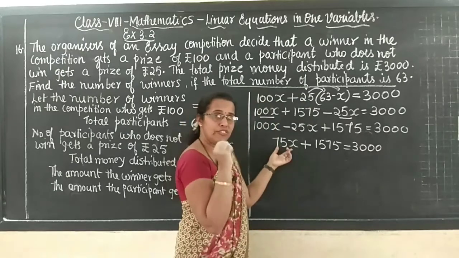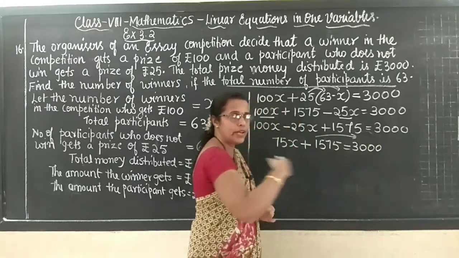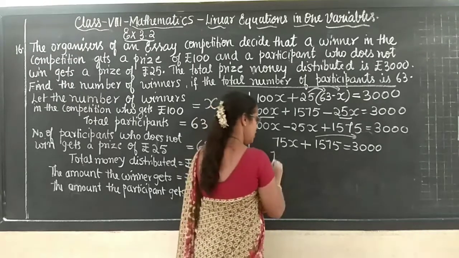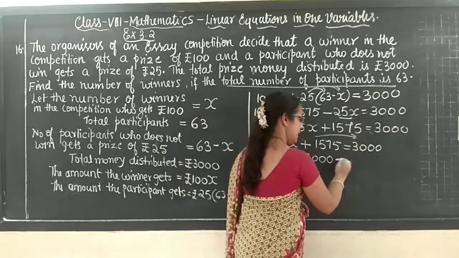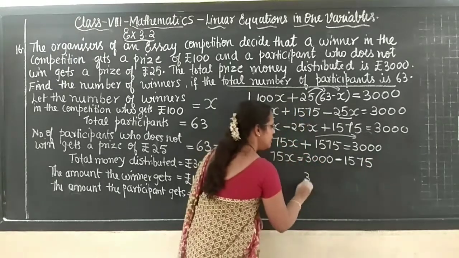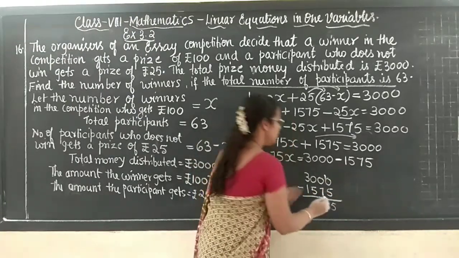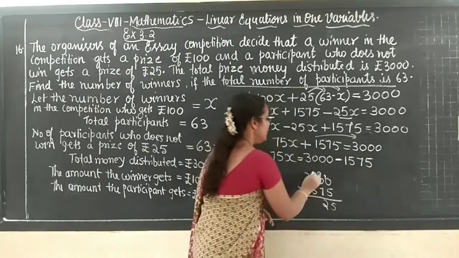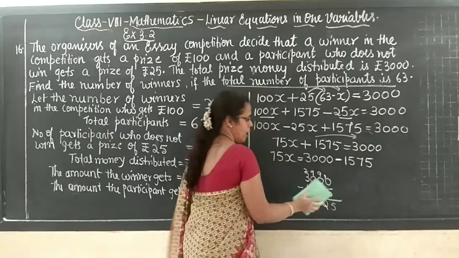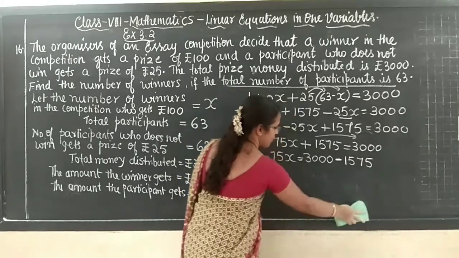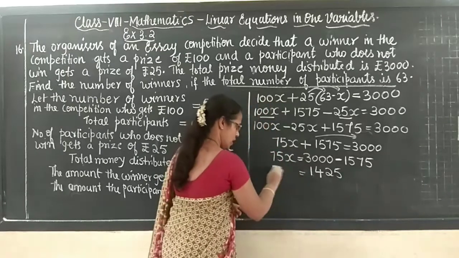So now what do you do? I want the value of x. Take the number to the other side, and when you take it to that side, the sign will change. So 75x is equal to 3000 minus 1575. Just subtract: 10 minus 5, 5. 9 minus 7, 2. 9 minus 5, 4. 2 minus 1, 1. So the answer is 1425.